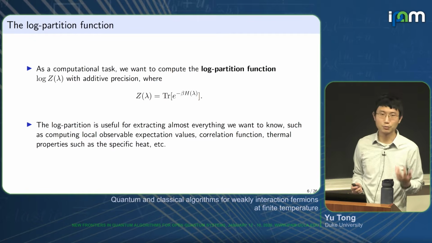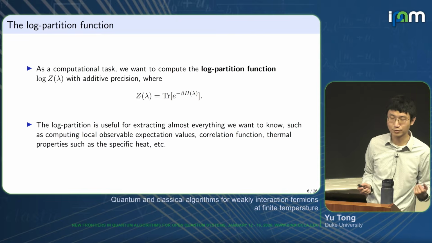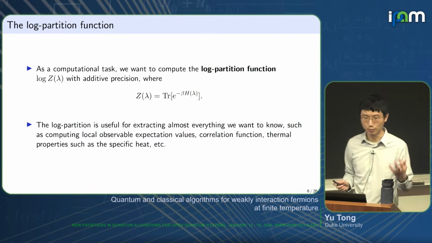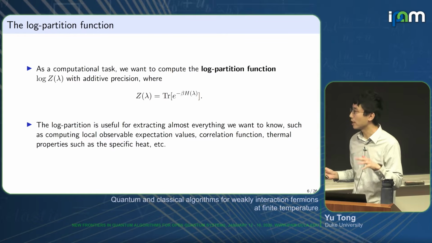So the log partition function is useful for extracting almost everything we want to know, such as if you want to compute local observable expectation values, a correlation function, or thermal properties such as specific heat, they can all be extracted from your log partition function value. So that's why this is our goal.